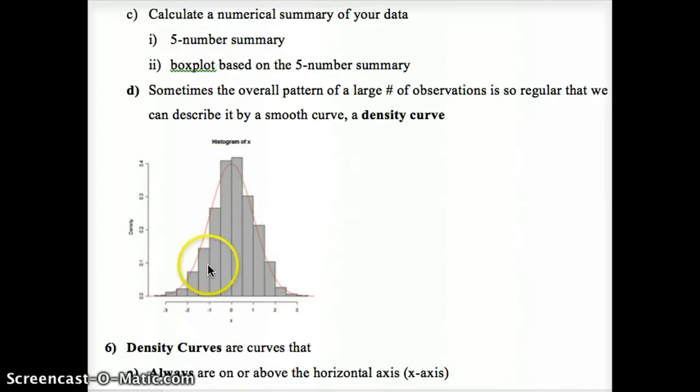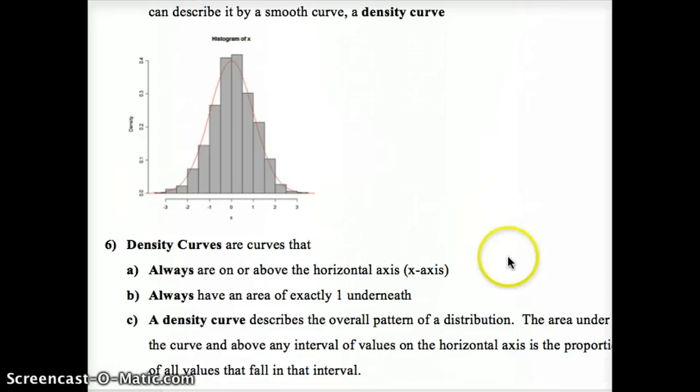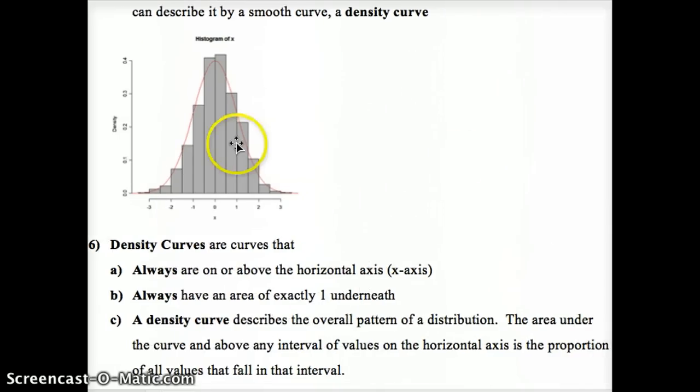And when we get a curve that looks like this, or a histogram that looks like this, we would call this approximately normal. Picture tracing over this with a curve like that. We'd call this a density curve. Density curves are always above the horizontal axis. They have a total area under the curve equal to 1, or 100% of the values. And it describes the overall pattern of a distribution. So the area under the curve is, I could take any two values and look at that area between those values under the curve, and that's the percentage of values in that range. The area under the curve is the proportion of all values in that interval.